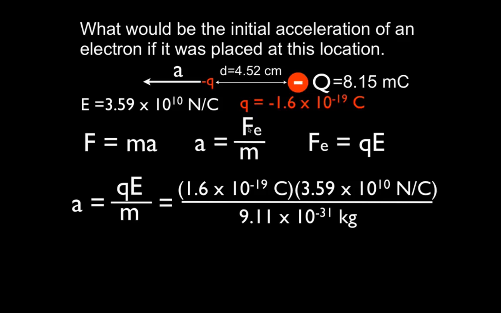And you get that the initial acceleration, because of course once it starts to move, it's going to move away and the electric field is going to get weaker. But the initial acceleration at this point of an electron would be 6.31 times 10 to the 21st meters per second squared. Okay? So that's how we can use our electric field calculations. All right, so I think that should give you a good mathematical conceptual understanding about the electric field.